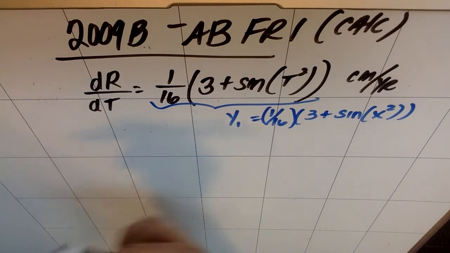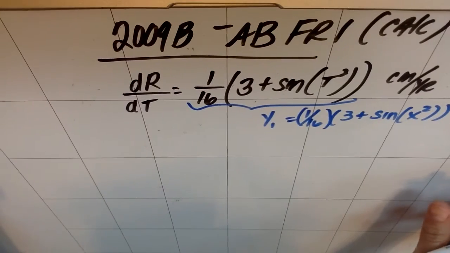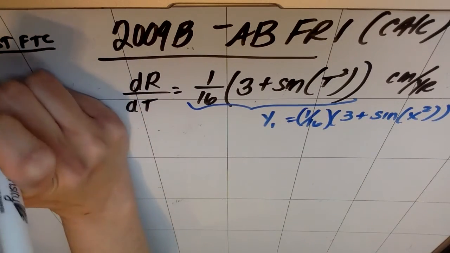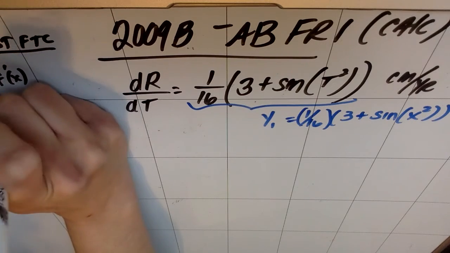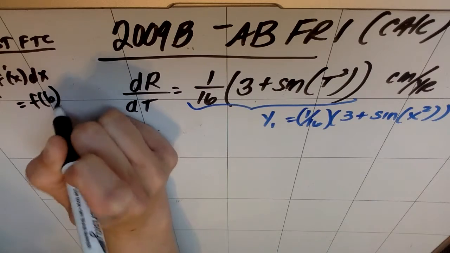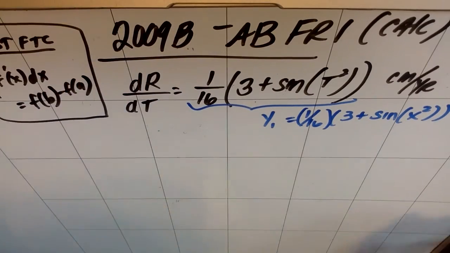So let's do a quick review again about that first fundamental theorem of calculus. Okay, so remember, we've seen the first fundamental theorem of calculus before. It says that if you integrate some f prime of x from a to b with respect to x, you get f of b minus f of a, right? And the AP asked this question a lot.